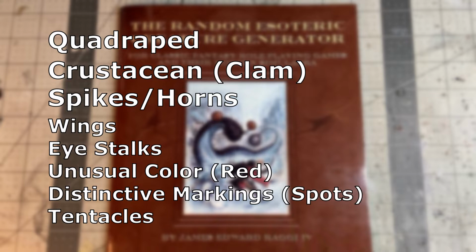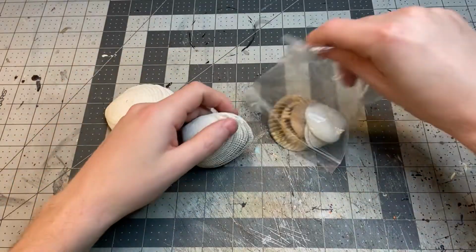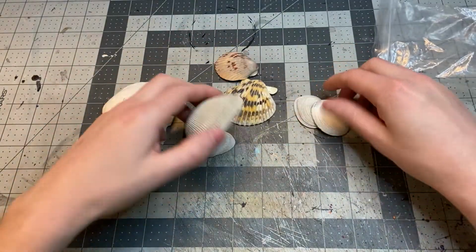This is where I stopped. It does go into more detail how you can just keep rolling features if you really wanted, but I figured this was a great mix. It felt sort of cohesive. I did end up rolling for its powers and abilities because I figured that would not affect its appearance at all. But to start things off, I went through my collection of shells, which is pretty low right now.